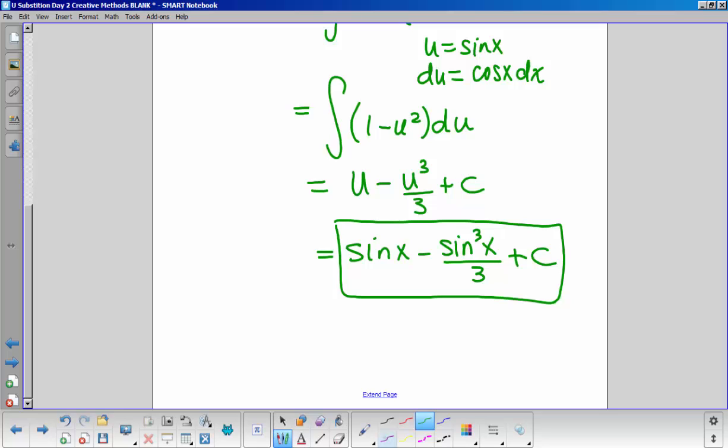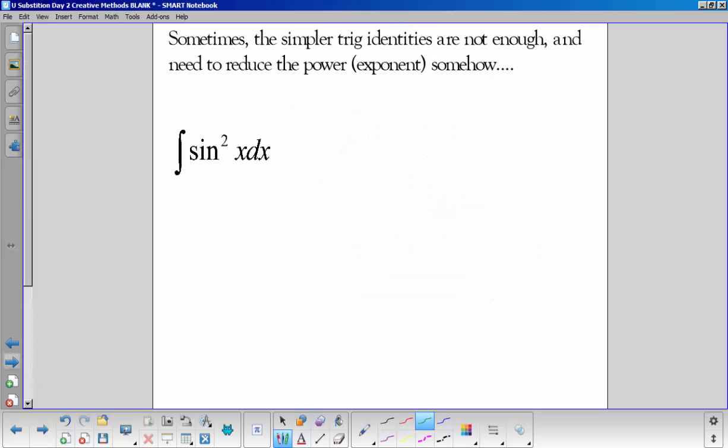If you have something like sine to the 5th, what do you have to do? You bust it up, right? So we can get a cosine in the integrand somewhere.